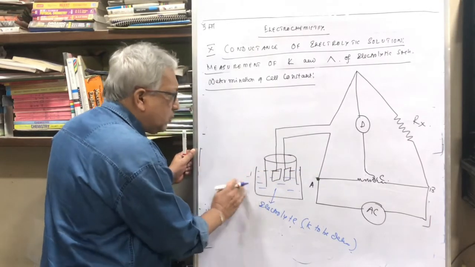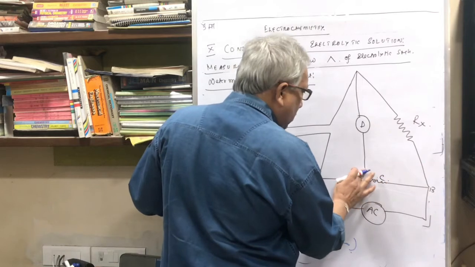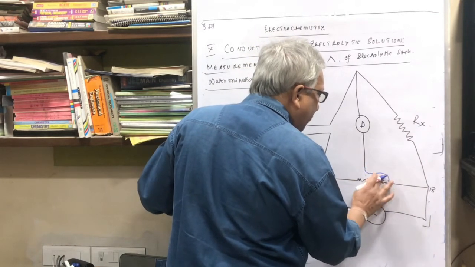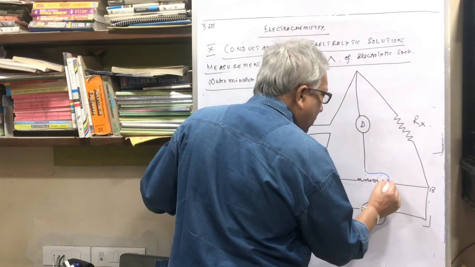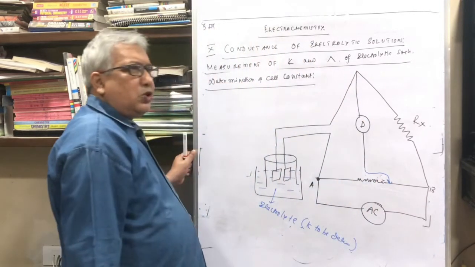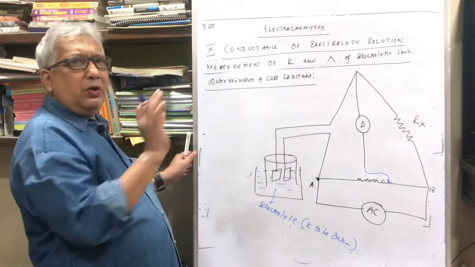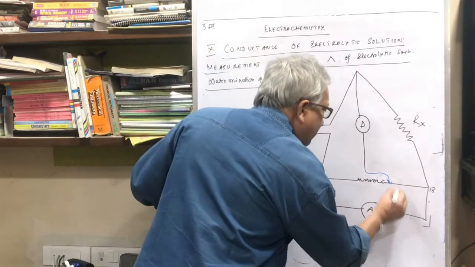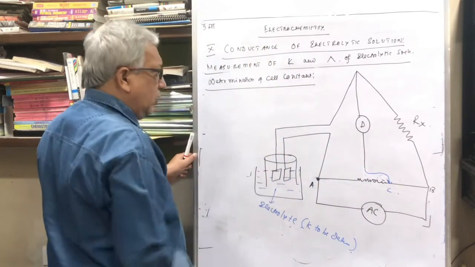Now I move this key, and let us say when I move it over here, at that time I find that it is a null point, and that means the magic eye stopped flickering or the headphone doesn't give any sound. So I got the null point. So this is the point C, after putting this new electrolytic solution.